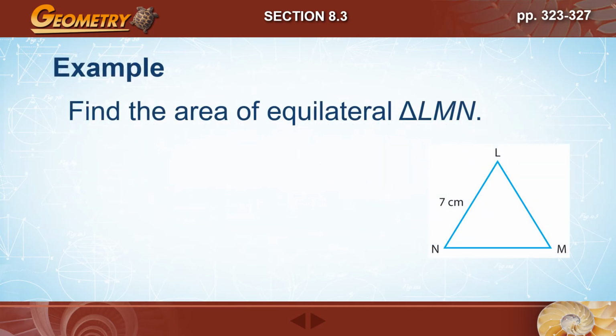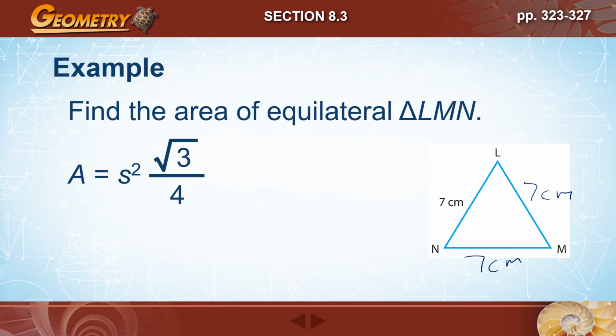Find the area of equilateral triangle LMN. So let's pull up our formula here. The area is equal to the length of the side squared times square root of 3 divided by 4. We're given here that our side is 7 centimeters, and because we know it's an equilateral triangle, they're all the same. We know that this one is also 7 centimeters and this one is also 7 centimeters, so it doesn't matter which side we're given.